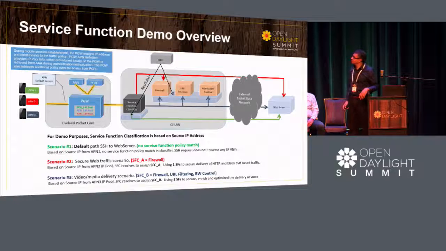The third scenario here is a bit more complicated. The IP pools there get classified to go through a different chain. They go to the firewall, to the URL filter, and finally to the bandwidth control before they go out to the web server. So of course, we talked about being dynamic. You can dynamically assign different IP pools to different chains. So we'll show you that association in the demo.